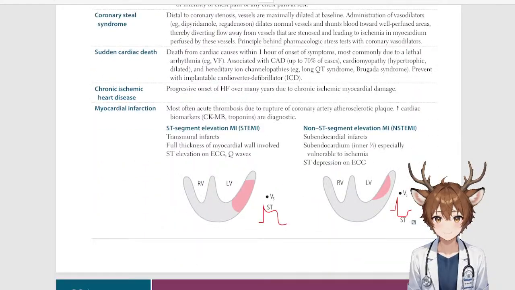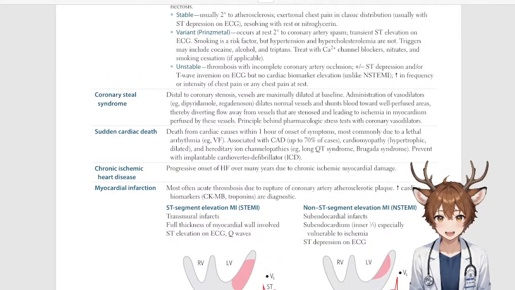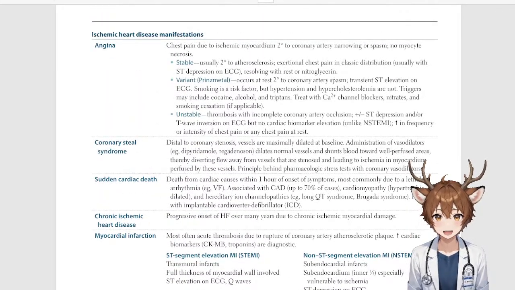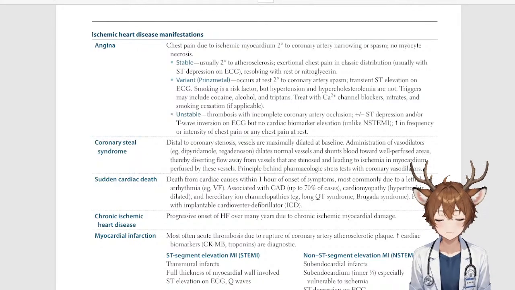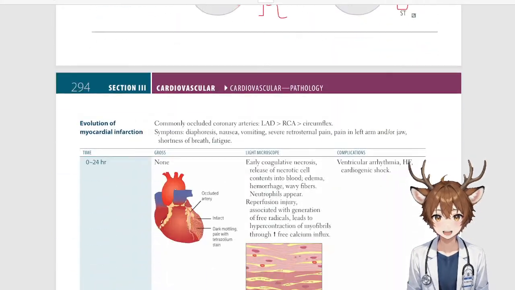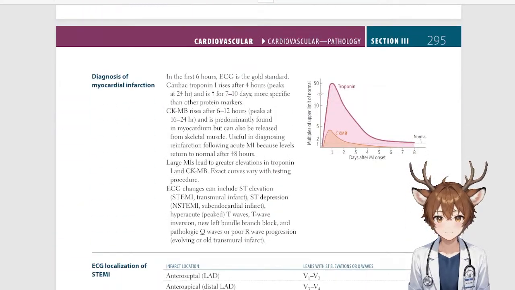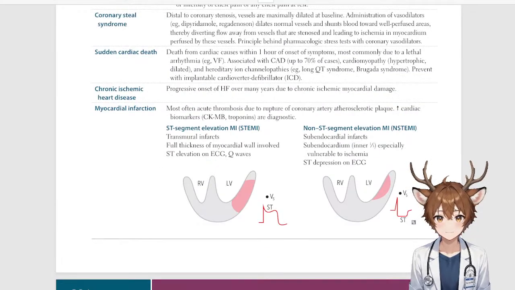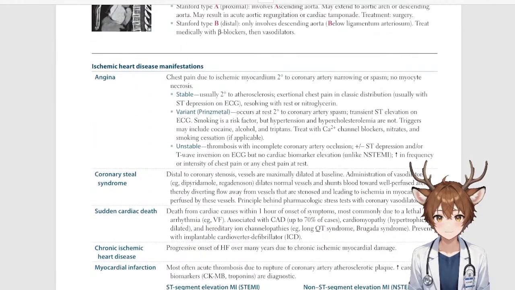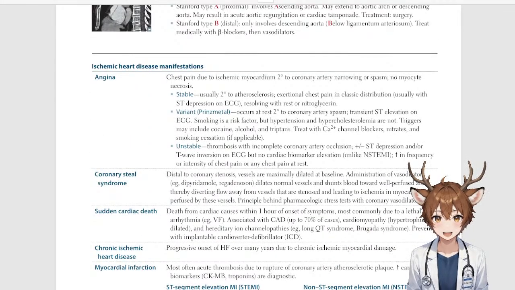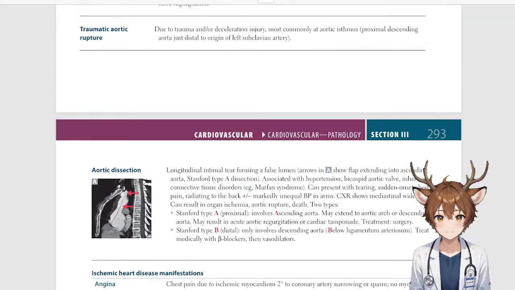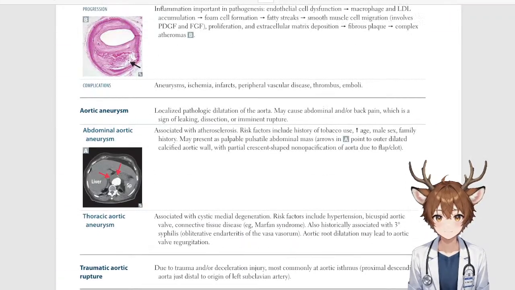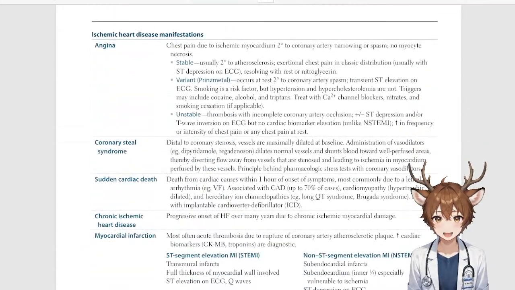Coronary steal, sudden cardiac death, that kind of stuff. But I also have a section on coronary artery disease about angina, MI, that kind of thing. Is that mentioned here? I'm not sure. Regardless, I'm going to go take a short break.